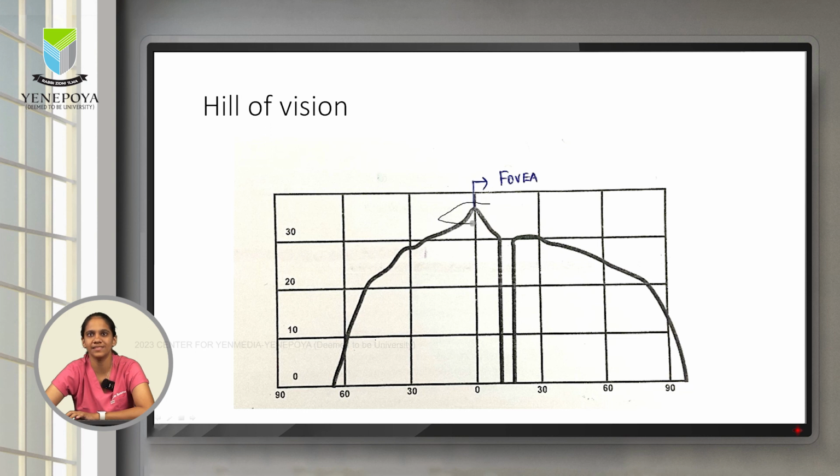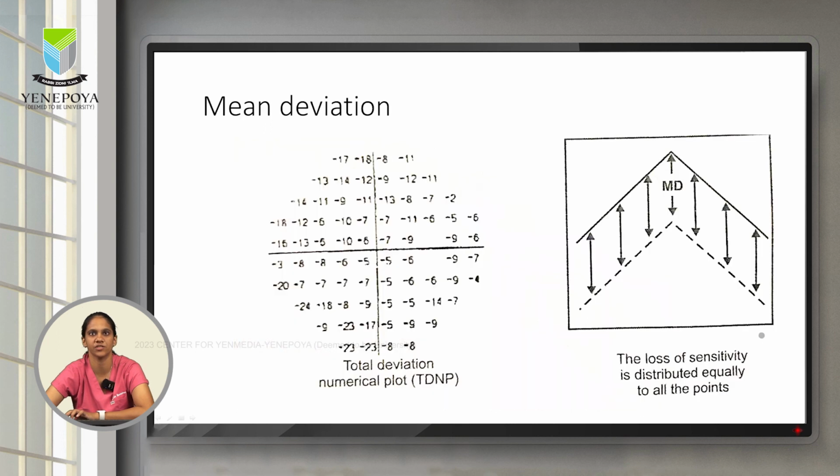In this place, the highest point of retinal sensitivity will be where your fovea is. After that, the retinal sensitivity will fall towards your periphery. So, this is your hill of vision, right? This mean deviation will talk about how equally the loss of sensitivity is distributed, that is, how much the height of the hill falls.